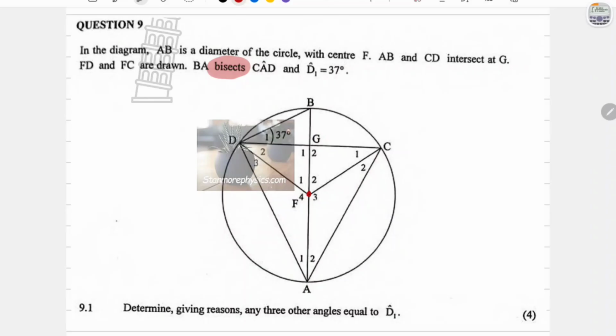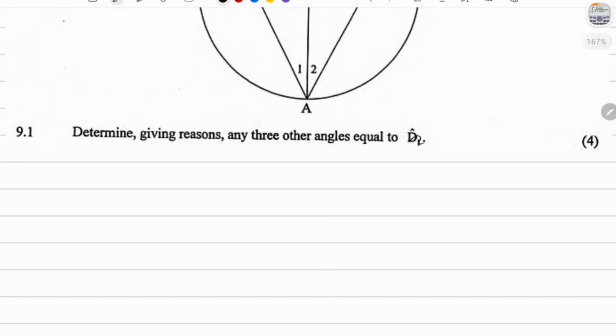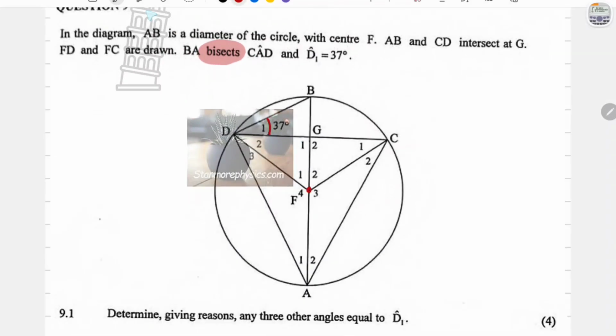They also tell us that angle D1 is equal to 37 degrees. The first question is: determine, giving reasons, any 3 other angles equal to angle D1. First of all, I see lines that cross like this. Do you see BG? BG is a chord and it's supporting the angle at the circumference, angle D1. If you look for another angle at the circumference that it also supports, it would be equal to that angle. BG is also supporting the angle at the circumference, angle A2.